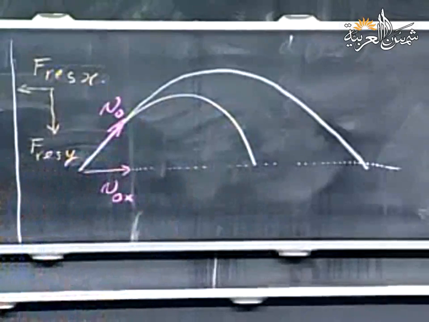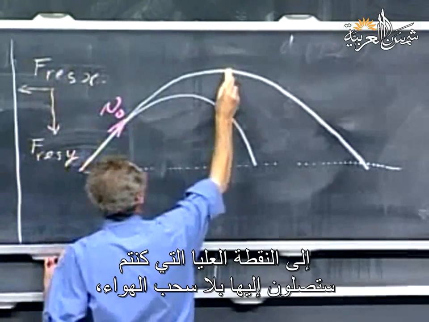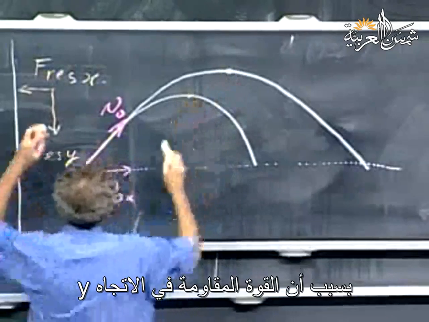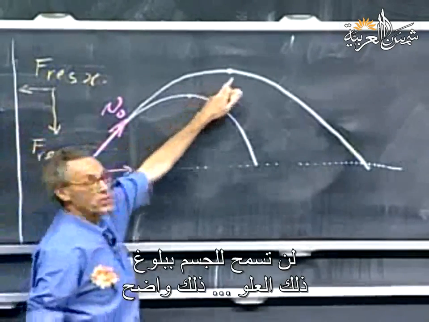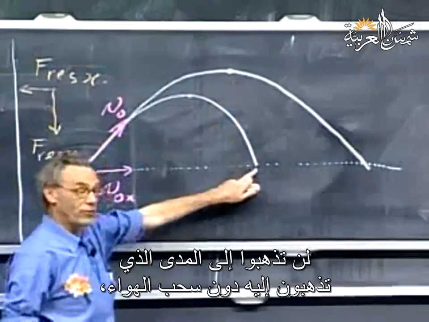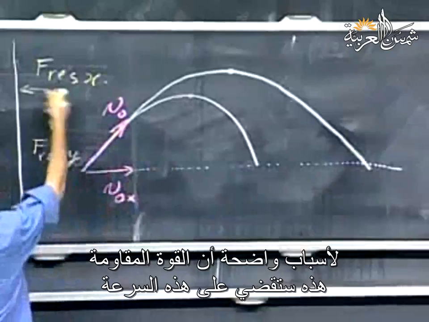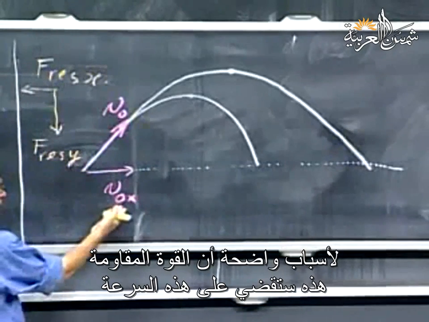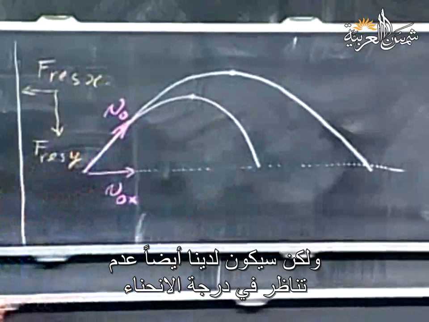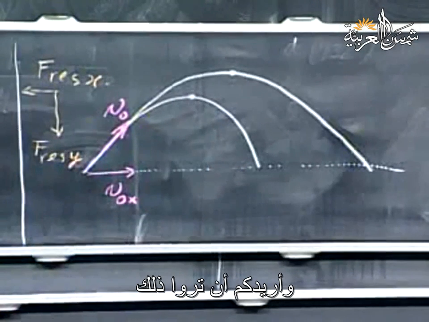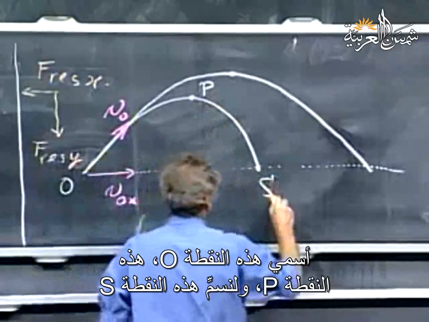It's asymmetric. Clearly you don't reach the highest point that you would have reached without air drag, for the reason that this resistive force in the y direction will not allow it to go as high, that's obvious. You don't go as far as you would without air drag, for obvious reasons that this resistive force is going to kill this speed, but you also will get asymmetry in the curvature, and I want you to see that. I call this point O, this point P, and let's call this point S.